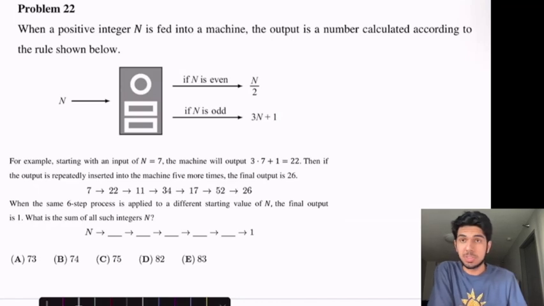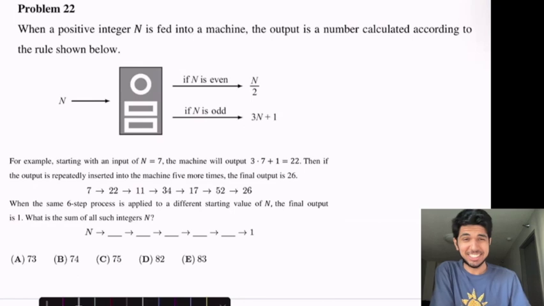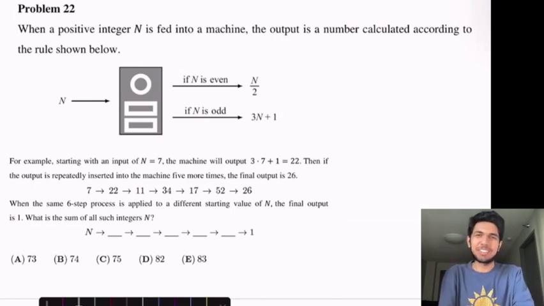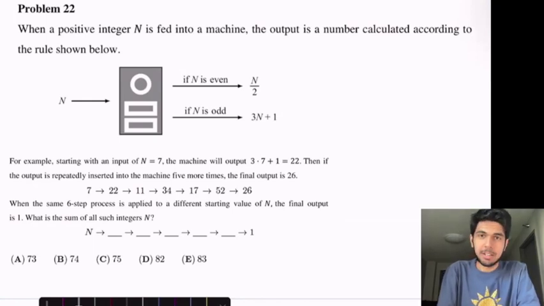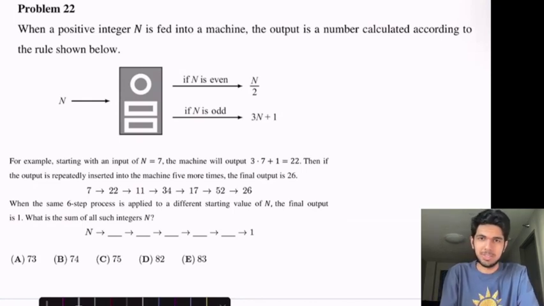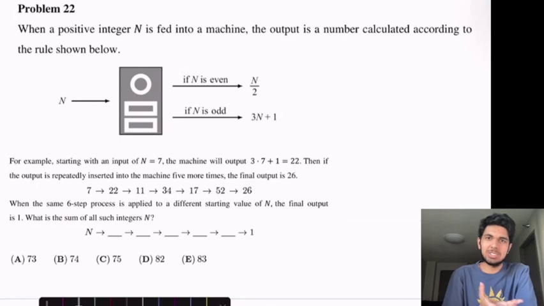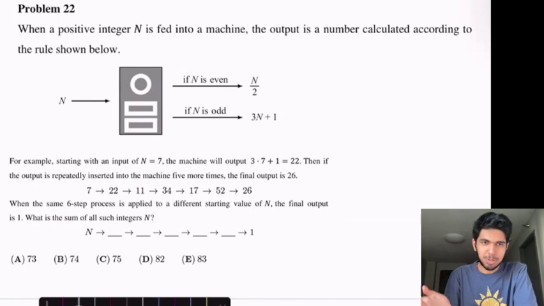All right, on to problem 22. When a positive integer n is fed into a machine, the output is a number calculated according to the rules shown below. So if it's even, we halve it, and if it's odd, we do this 3n plus 1 thing to it. We have an example. If n equals 7, it's odd, so we do 3 times 7 plus 1, 22. We feed it into the machine again, 22 is even, divided by 2, 11, and so on, and we repeat that process 6 times, right?